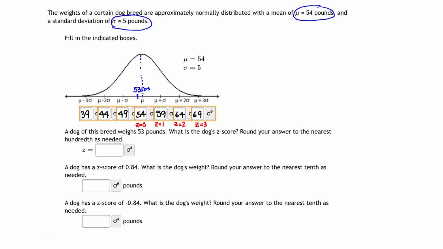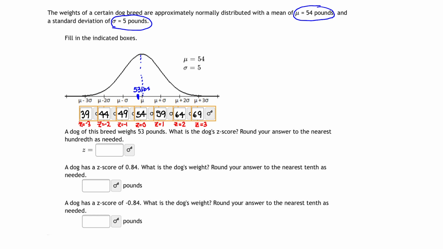Moving to the left of the mean, at 49 pounds, that's when z is negative 1, because I'm 1 standard deviation to the left. At 44, z is negative 2, and at 39, z is negative 3. Our job is to calculate the z-score for 53 pounds. Now, it's not so clear. I know it's going to lie in between 0 and negative 1, but I'm not quite sure what the exact value is. How do we get it?